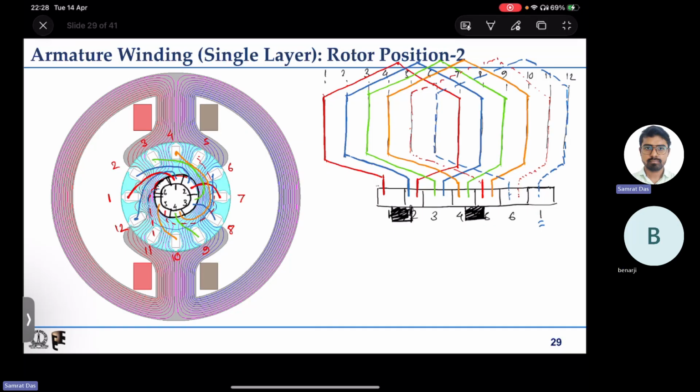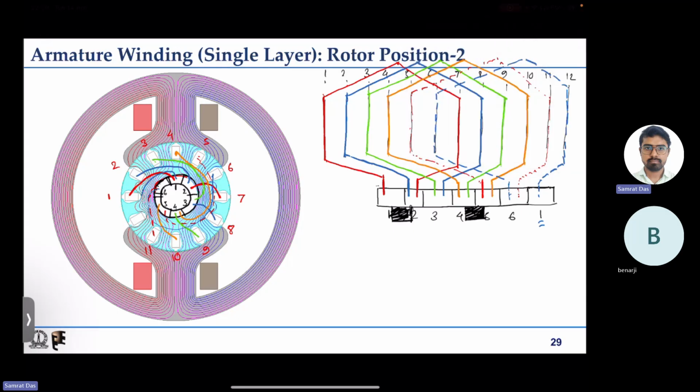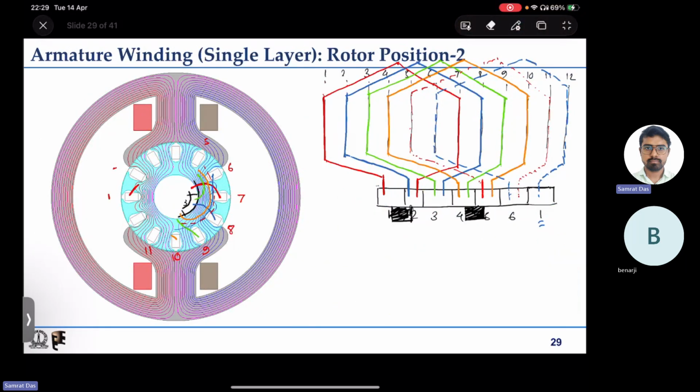So let us discuss about this position 2, where the two nearby segments are basically shorted by the brush location, right? So I'll erase the earlier circular ones I had drawn, that led to confusion, nothing else than that. So can you observe what is happening here?